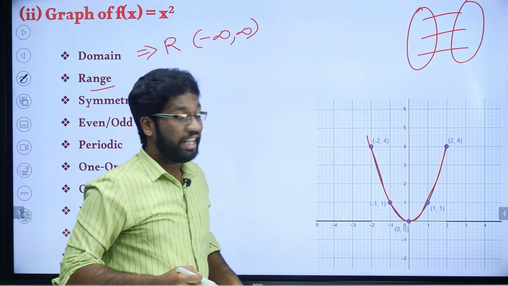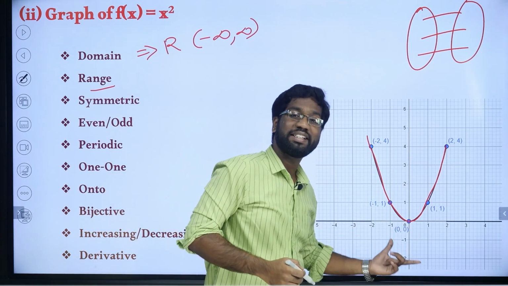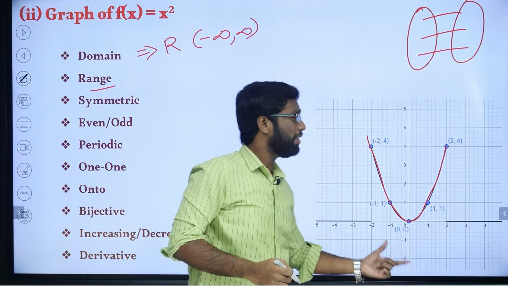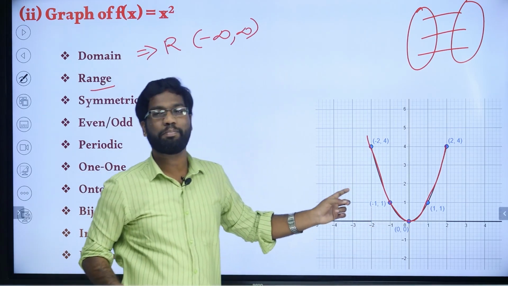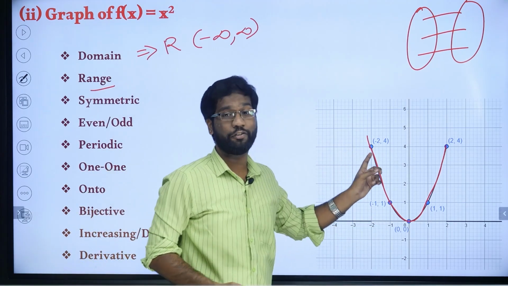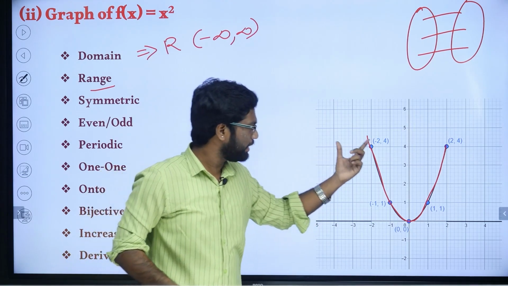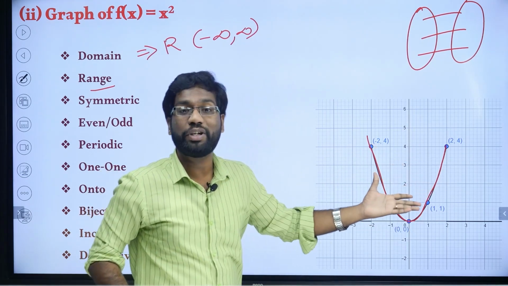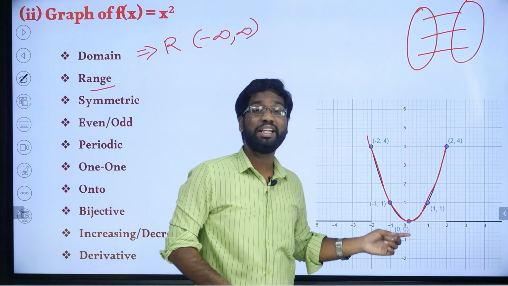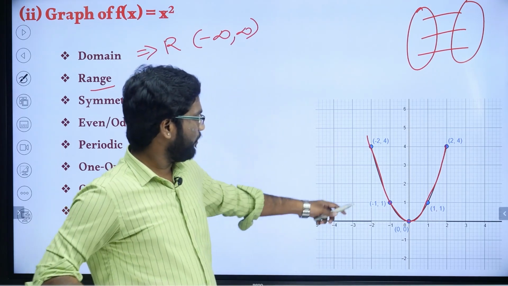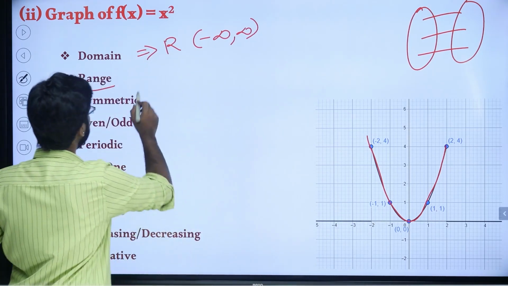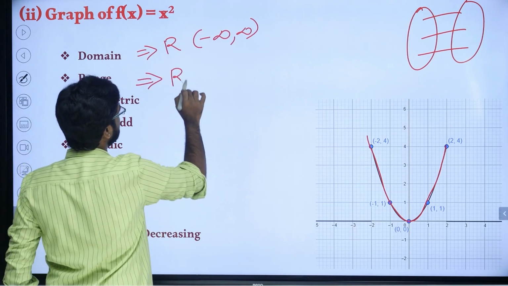Here from the graph you can see, my dear students, this graph is going like this. It never takes any negative values, because it is the square function. Even if I apply -1, it gives me +1; -2 gives +4. So everything gives me only positive numbers, not even a single negative value. Every value is positive, so the range is R plus.